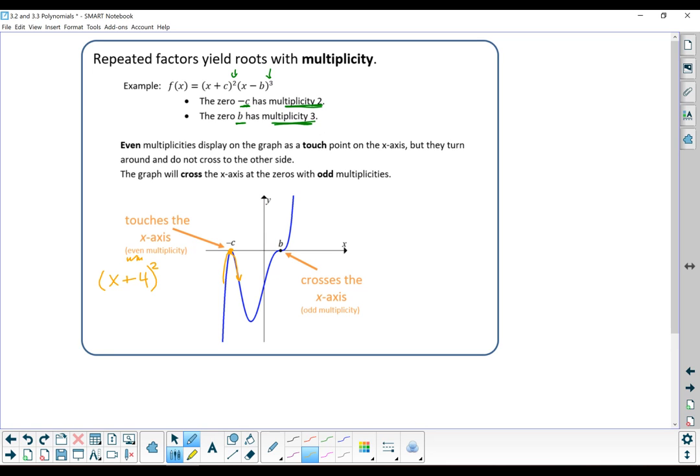If you have an odd multiplicity like 3 or 5 or 7, you'll see behavior where it goes up, approaches that root, touches it, and then continues on. But what it does is it kind of flattens out a little bit. It's called an inflection. A power 1 won't do that if it's just like a regular factor like x minus, I'll call it d. If it has just that regular factor, it would just go straight through. It wouldn't flatten out at all. But if it has a higher power that's odd, like 3 or 5 or 7, it does flatten out.